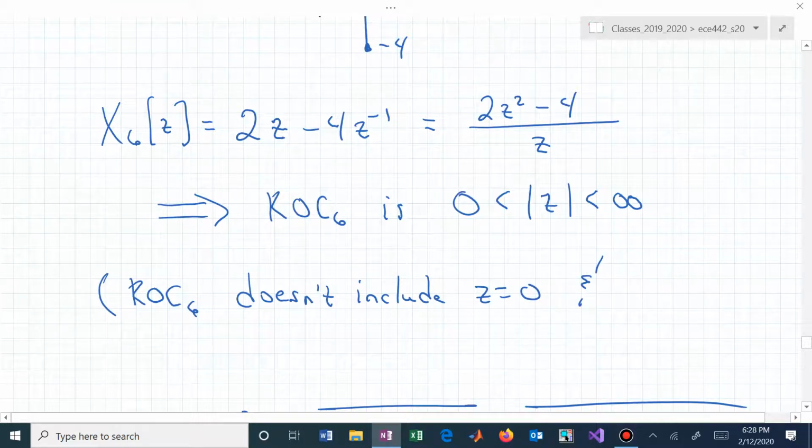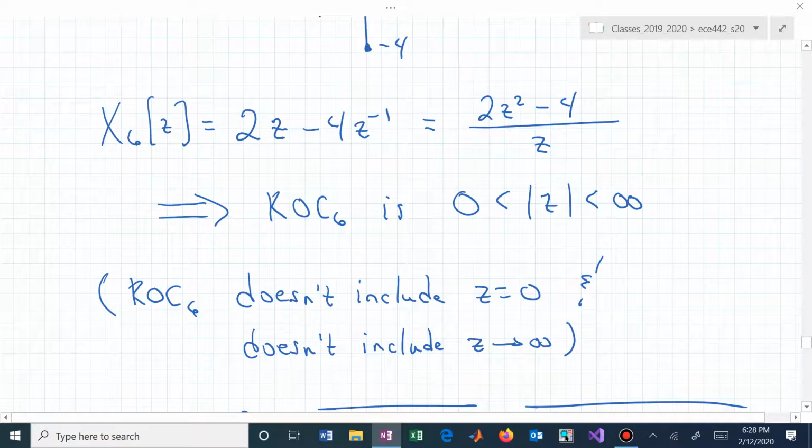Region of convergence 6 doesn't include z equals 0, and it doesn't include z going off to infinity.